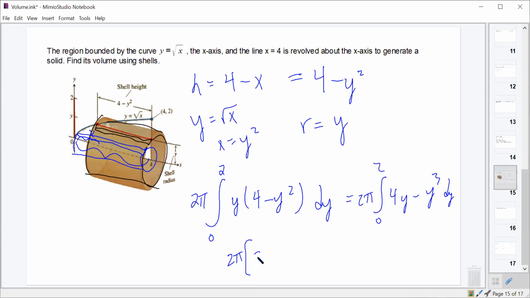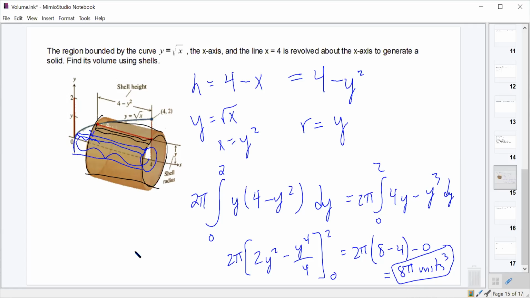The integral of 4y ought to be 2y squared minus y to the 4th over 4, from 0 to 2. The 0 is just going to be 0, so all we really need to worry about is the 2. We get 2 pi times, what does that become? 8 minus 4.